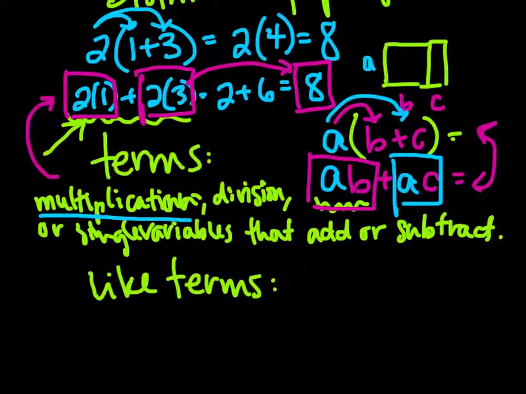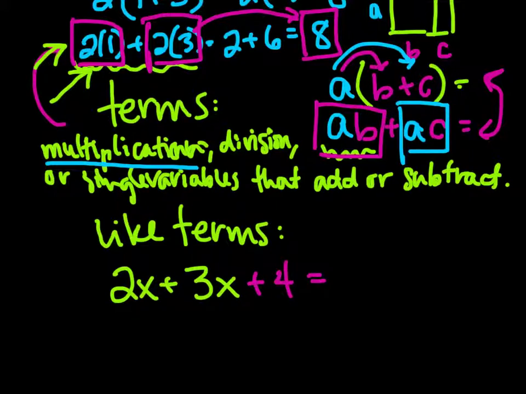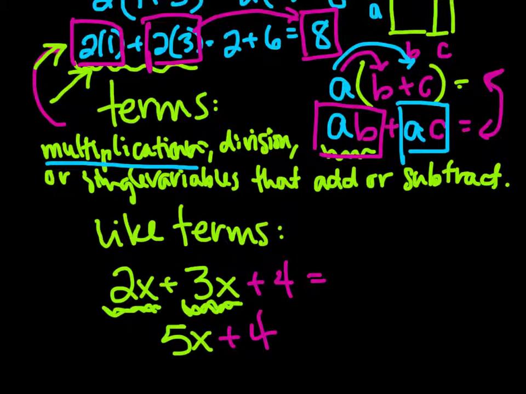The last one is like terms, and that kind of refers back to what we were doing with this sort of thing right here. Like terms are when we can add something together. So if we had a statement that said 2x plus 3x plus 4, 2x and 3x are like terms, so therefore I could add them. I have 2x's and 3x's, so therefore I have 5x's, and I'm adding 4 to them. So 4 is an unlike term. It is something different.